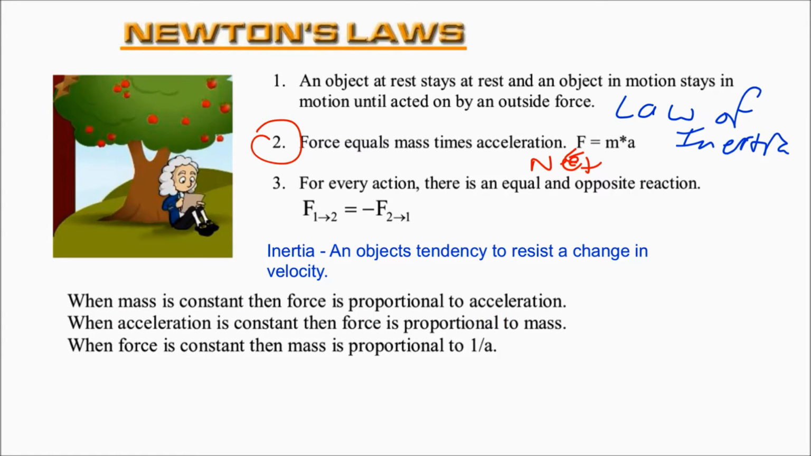Okay, then we have some proportional statements down here that we need to take care of. When mass is constant, the force is proportional to acceleration. Here's what we mean. If we take Newton's second law, and anytime you have an equation that has a constant in it, you can ignore the constant for the purposes of proportionality. So the mass here won't count because they said it's constant. Alright?